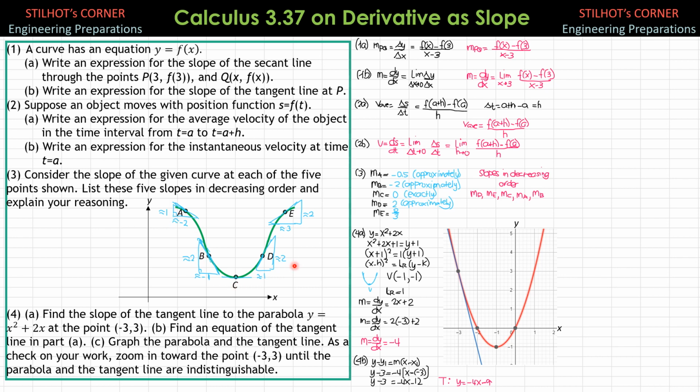Then 4, find the slope of the tangent line to the parabola y equals x squared plus 2x at the point negative 3, 3. So the parabola is open upward if you base it on the standard form of the equation of a parabola.